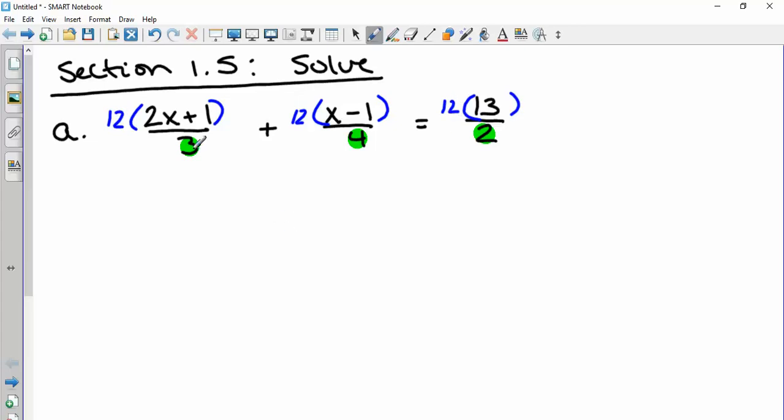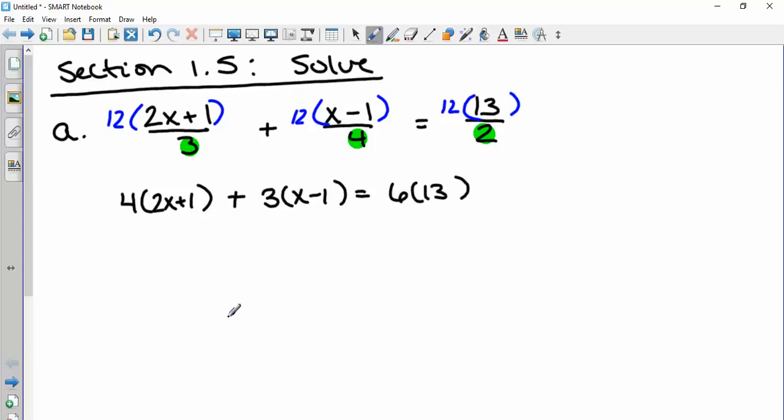Now 12 divided by 3 is 4. So we have 4 times the 2x plus 1. 12 divided by 4 times the x minus 1. And 12 divided by 2 is 6. So now if we solve, we get 8x plus 4 plus 3x minus 3 equals 78.